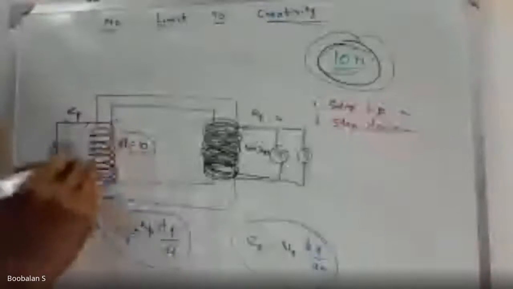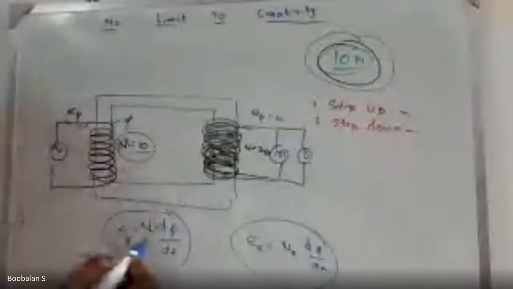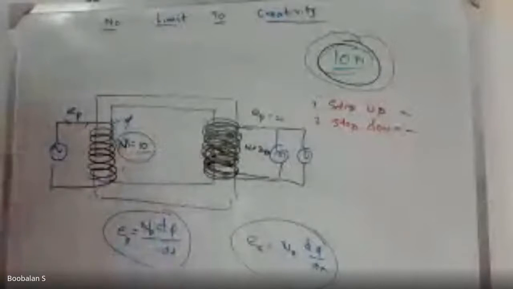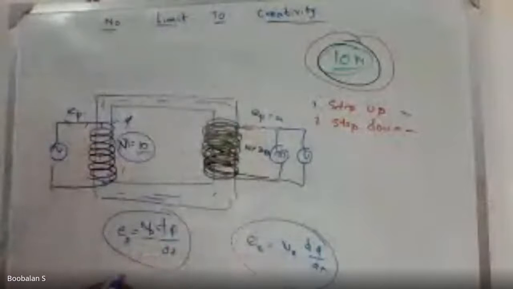Whenever current flows inside the coil, a resultant flux is introduced, called phi. So the induced voltage is Np times d phi by dt, right? Both are connected in a single loop, so I'm going to equate these two things. So EP is equal to ES, which is Np d phi by dt is equal to Ns d phi by dt.